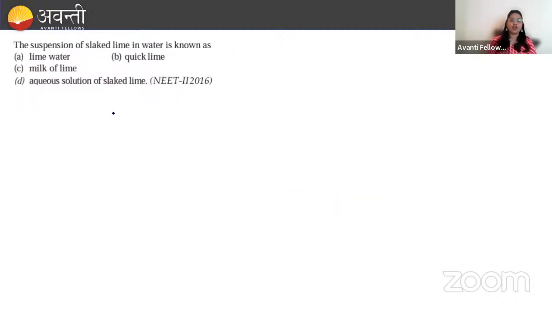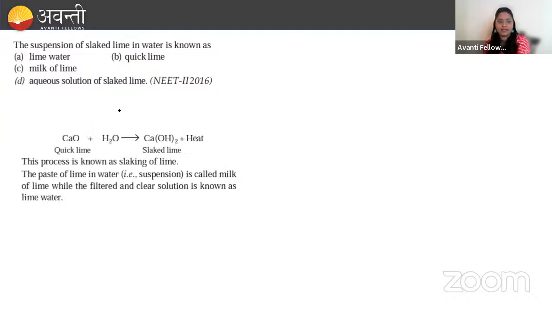The suspension of slaked lime in water is known as: lime water, milk of lime, quick lime, or aqueous solution of slaked lime. The suspension of slaked lime in water is known as milk of lime. Please remember this. Quick lime is CaO. When it reacts with water, it gives slaked lime. This is the formula for slaked lime. This process is known as slaking of lime.